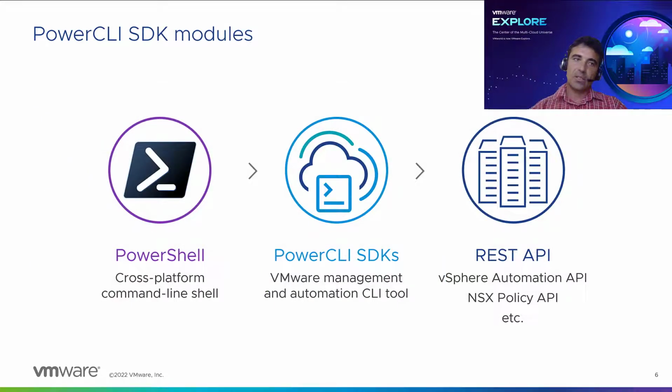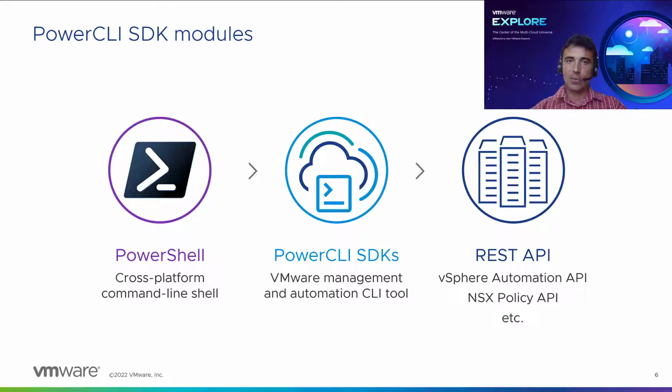So let's summarize. We have these PowerCLI SDK modules that allow us to call different VMware REST APIs. We have started with the vSphere Automation API and the NSX Policy API, and these commandlets are integrated with PowerCLI. So where applicable, you can reuse the existing connect commandlets.